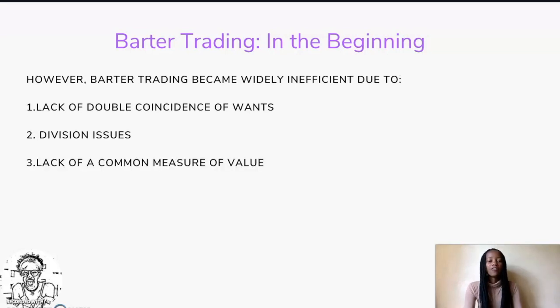Third was a lack of common measure of value. So if Trader Joe had gold, let's say one bag of gold, and Trader Mary had one bag of rice, then it was difficult to trade because gold is inherently of more value than rice. But at the time, it was very difficult to measure how much gold would be equal to a bag of rice. There was a lack of common measure of value.